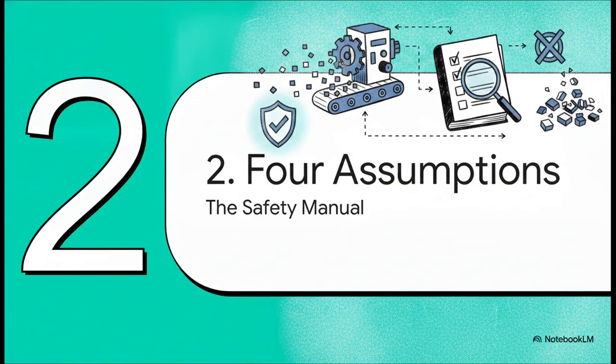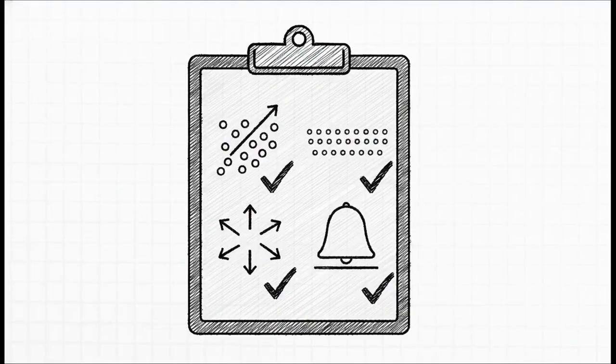Moving on to Section 2, the 4 assumptions, the safety manual. Before we rely on this machine, we gotta check the safety manual. These 4 core assumptions are the strict rules our dataset absolutely must follow for the regression to be reliable. First, linearity. The relationship between the variables has to actually be linear. Next up, homoskedasticity. Third is independence, meaning our observations aren't correlated with one another. And finally, normality, which just means our regression residuals need to be normally distributed.